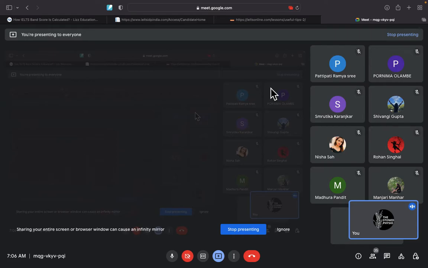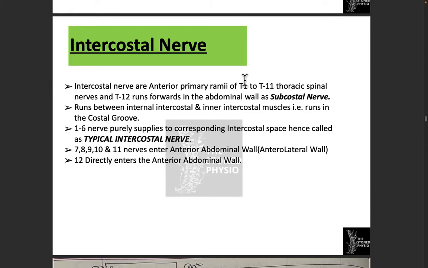After T12, when we talk about the lumbar nerve roots, we more or less talk about the actions and nerve supply of the lower limb. But here we are solely focusing on the nerve segments T1 to T12. The nerve roots T1 to T11 are called intercostal nerves. T12 is not an intercostal nerve; it is called the subcostal nerve.